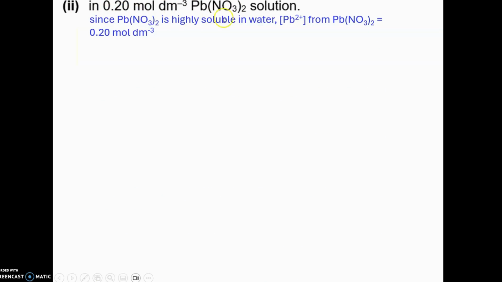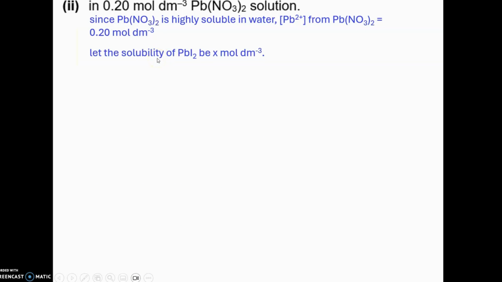Next, calculate the solubility of lead-2 iodide in 0.20 mole per dm cube lead-2 nitrate solution. Firstly, please note that lead-2 nitrate is a very soluble salt which undergoes complete dissociation in water. What this means is that in a 0.20 mole per dm cube lead-2 nitrate solution, the concentration of Pb2 plus ions will also be 0.20 mole per dm cube.